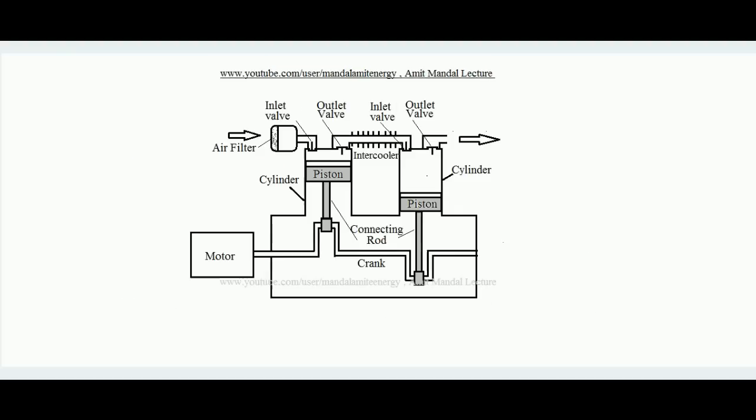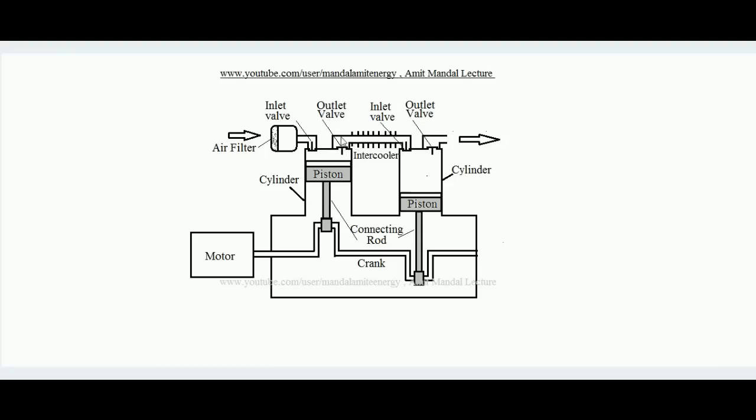So what happens in a multi-stage compression? This is the schematic diagram. You can see that instead of one piston cylinder system, there are two piston cylinder systems used. This is the low pressure cylinder and this is the high pressure cylinder. And this is the air filter, this is the inlet valve, this is the outlet valve of the first cylinder, and this is the piston which reciprocates inside the cylinder. Now the gas or air which is compressed by this cylinder is transferred to this other cylinder, but it first passes through an intercooler. So what is an intercooler? It is a sort of heat exchanger.